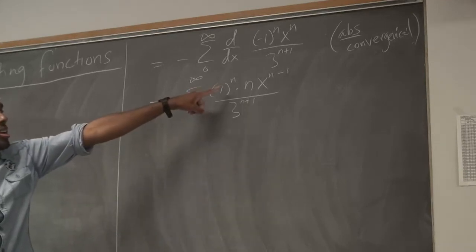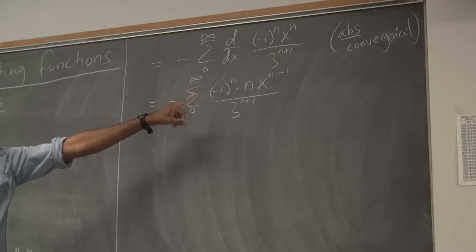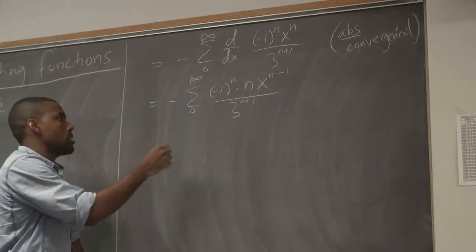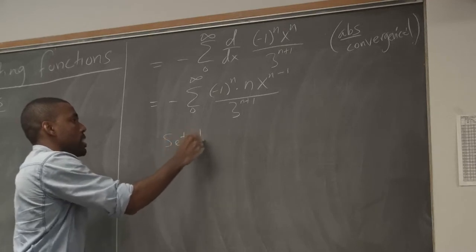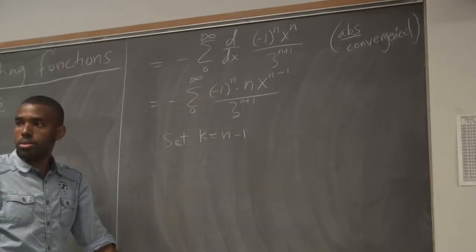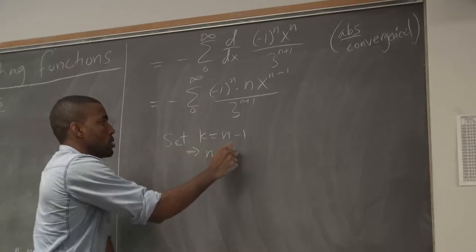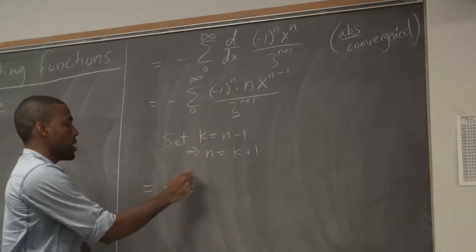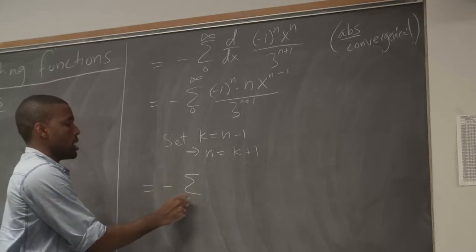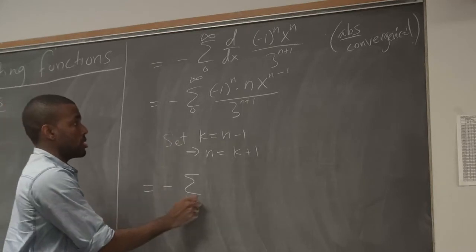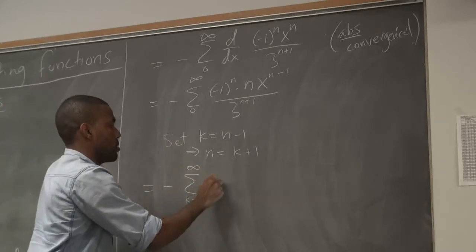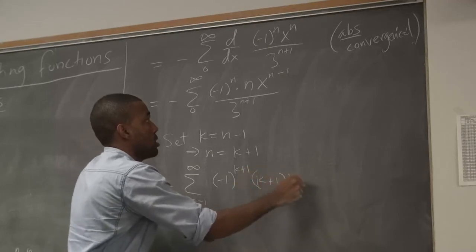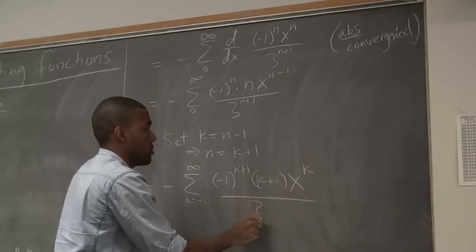The thing is, the n is sort of a dummy variable for the index, which tells you how to count. All you can do is tell it to count one step over. You could set k equals n minus 1 and then solve for all the n's, which means that n is equal to k plus 1. So everywhere I see n, just replace it with k plus 1. This gives us minus, and this would be k, starts at maybe 1 to infinity of minus 1 to the k plus 1, k plus 1, x to the k over 3 to the k plus 2.